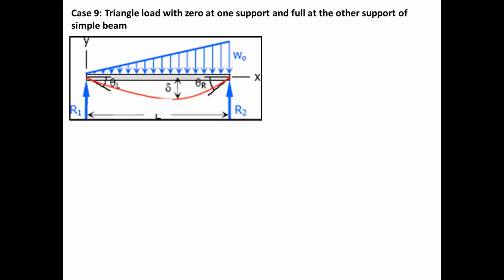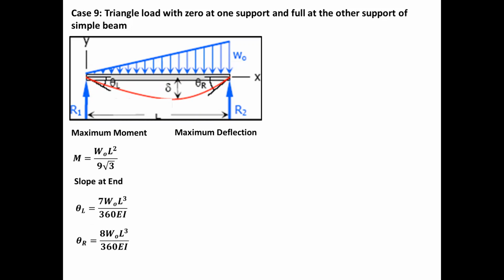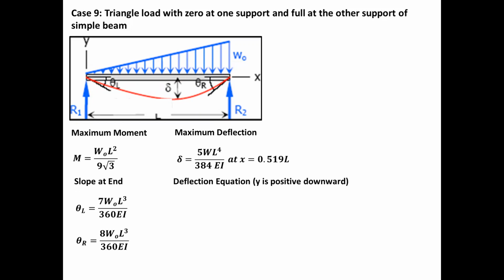Case 9, uniformly varying naman. Ito hindi natin na-derive kanina. Pero ito yung formula ng ating uniformly varying load. Moment, WL square over 9 square root of 3. Slope at N. And maximum deflection. Deflection equation, here it is. Okay? Okay, let's proceed.